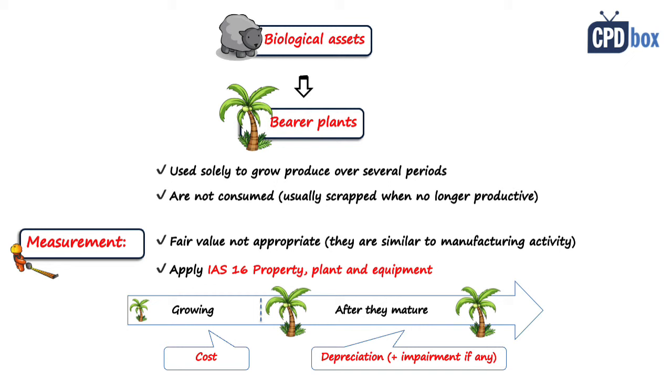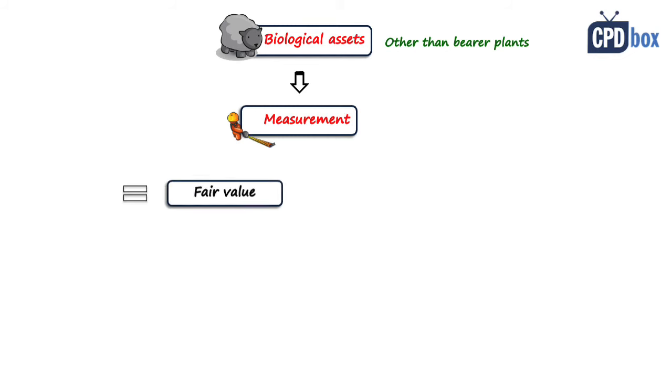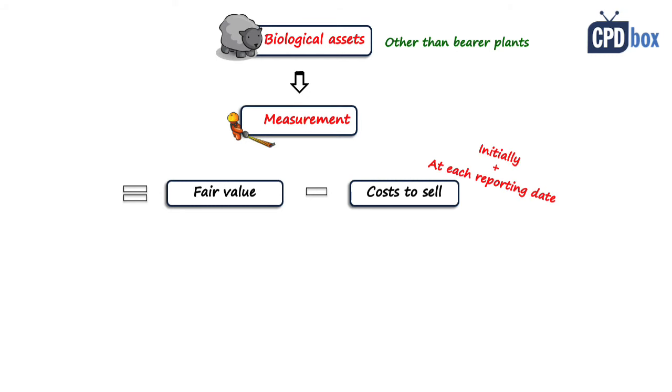They are the agricultural produce at the moment when you pick them up from the tree, and we will learn measuring them later on. Now let's talk about measurement of biological assets that are not bearer plants, for example, cows or sheep. The basic measurement rule is to measure biological assets at fair value less cost to sell initially and at each reporting date. The standard says that the primary indicator of fair value is the net market value in this case, and you should be looking at the principal market as arranged by IFRS 13.